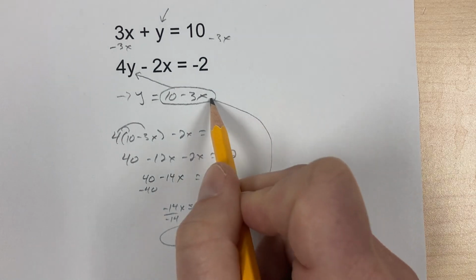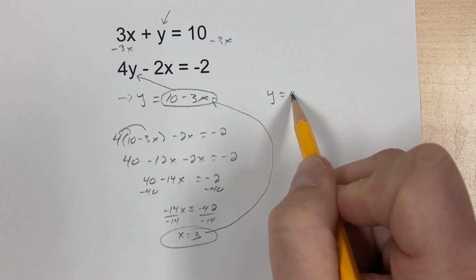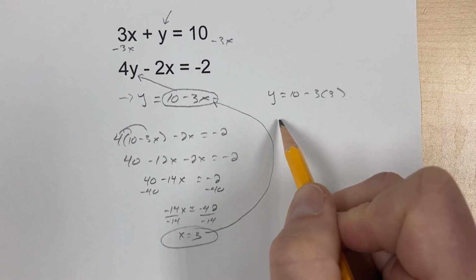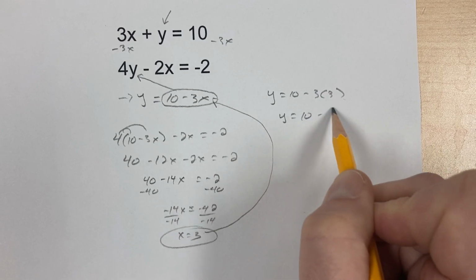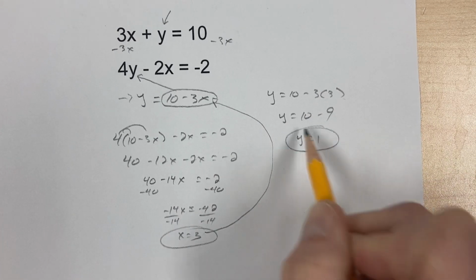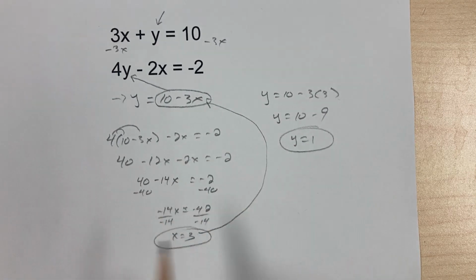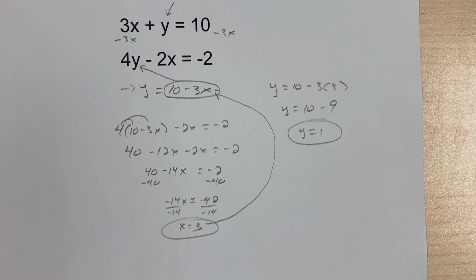Let's plug that 3 right back in. y equals 10 minus 3 times 3. So y equals 10 minus 9. y will equal 1. So it's all the same kind of thing. We just had to get a variable by itself.